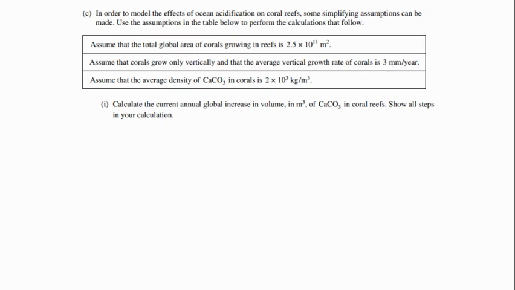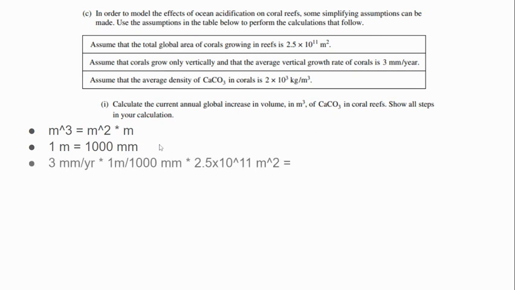So if we convert this into meters, we can multiply m to the first power by m to the second power to get m to the third power. So let's see what this looks like. Meters cubed is equal to meters squared times meters. So this is our key right here. So 1 meter is equal to 1,000 millimeters. Millimeters are quite tiny, and there are 1,000 of them in 1 meter. All right. So if we have 3 millimeters per year, times 1 meter over 1,000 millimeters, we will be effectively canceling out our millimeter units, leaving the year and meter units behind.